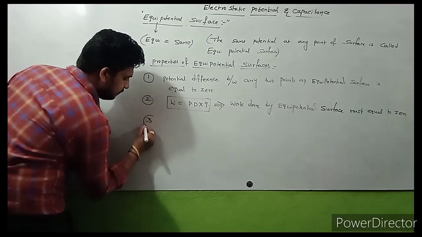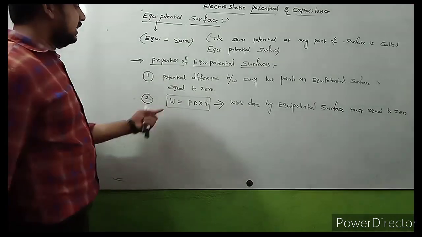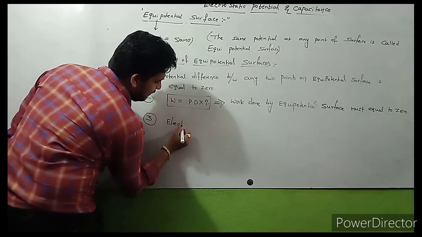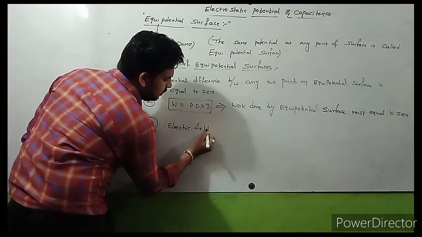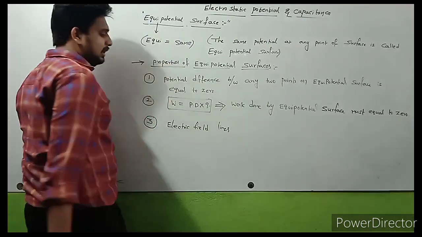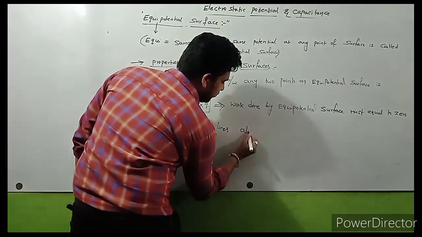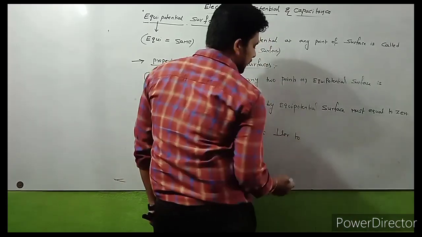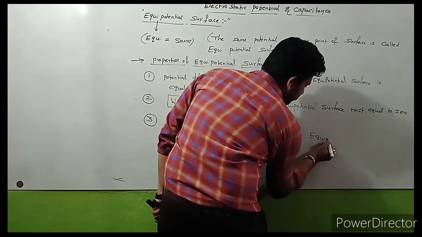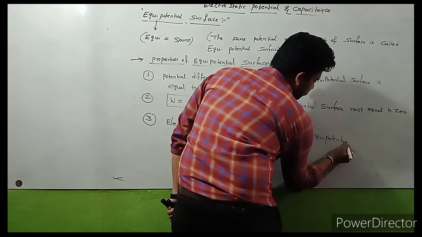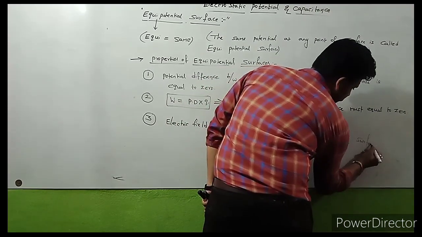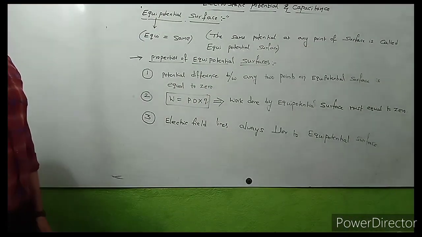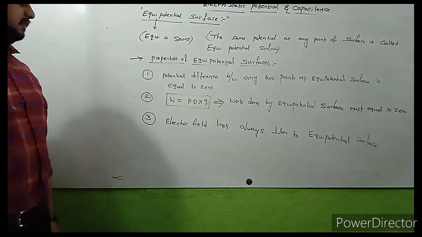Next, work done is 0 means, next term, electric field lines always perpendicular to equipotential surface. Electric field lines always perpendicular to equipotential surface.